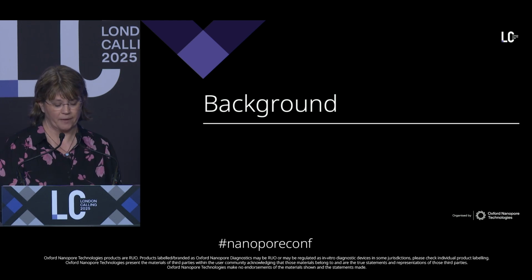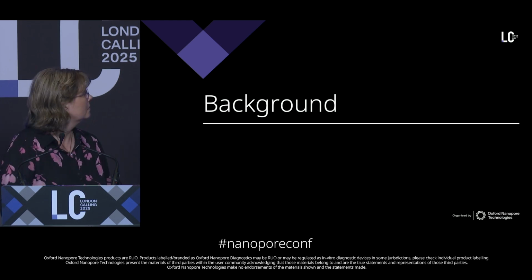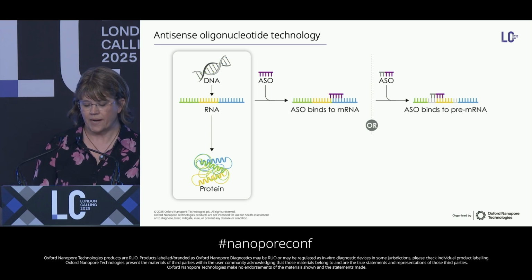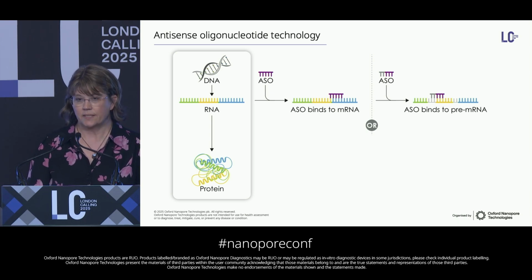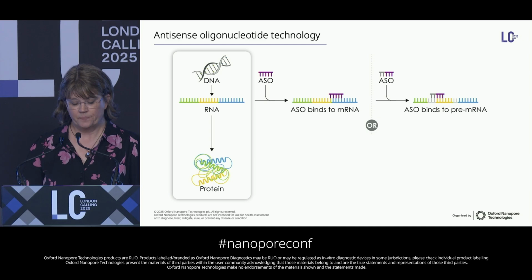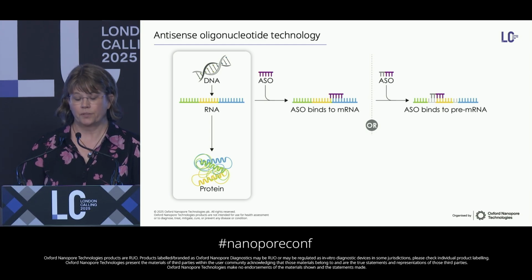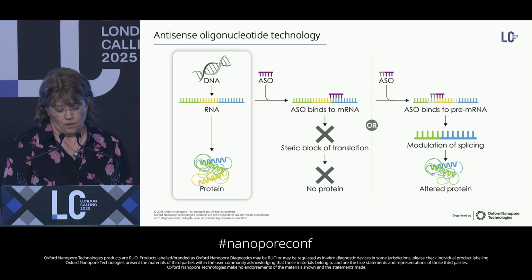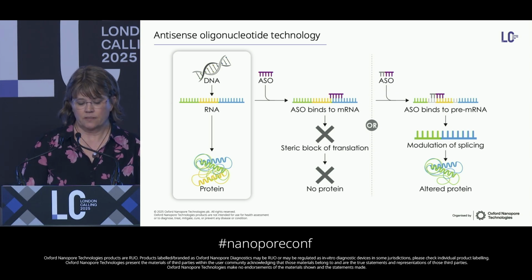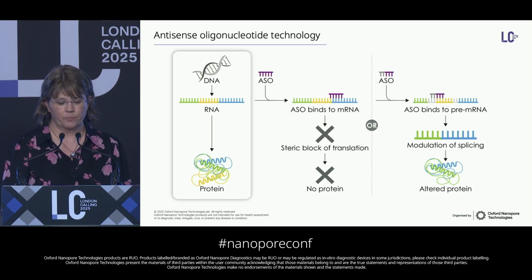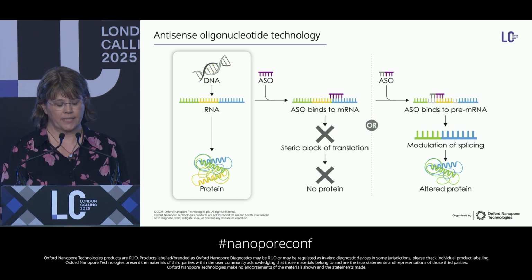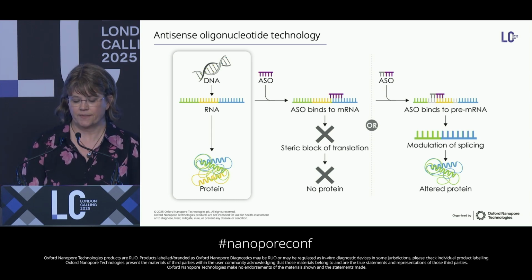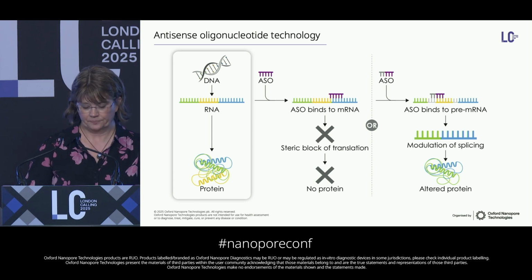And first, for some background. Antisense oligonucleotides, or ASOs, are short synthetic strands of DNA or RNA that bind to a target RNA molecule in a sequence-specific way. Once bound, they can either block translation of the mRNA, preventing production of a disease-causing protein, or modulate splicing to either skip or include specific exons depending on the need.